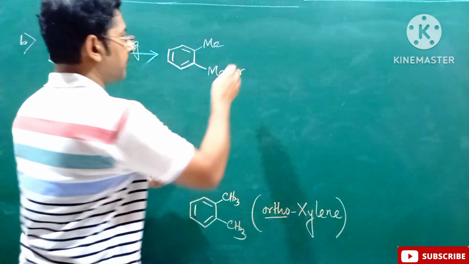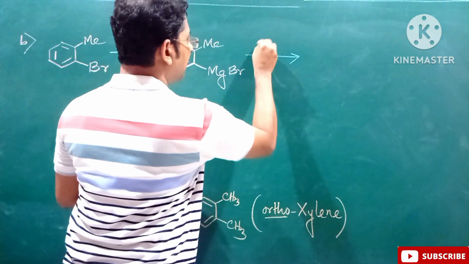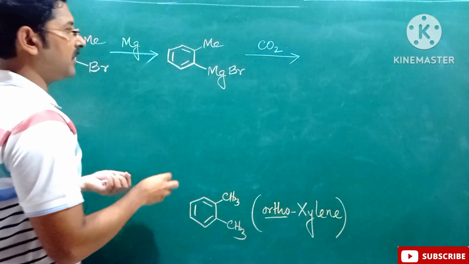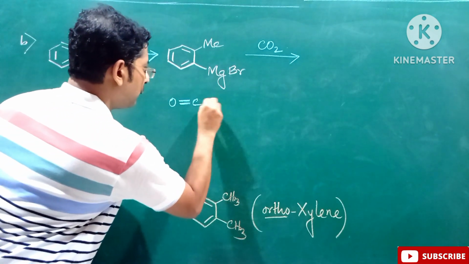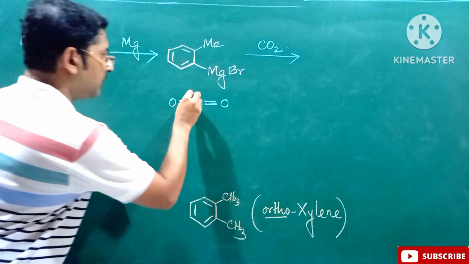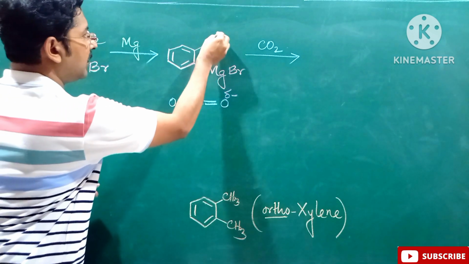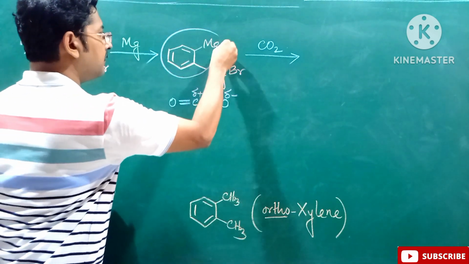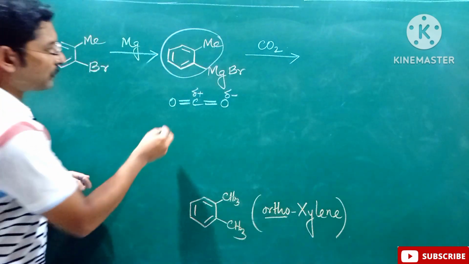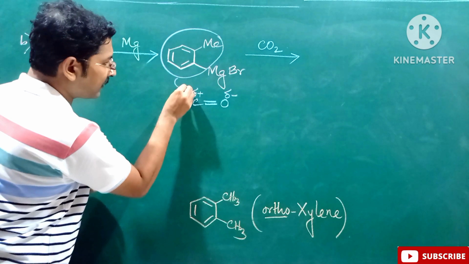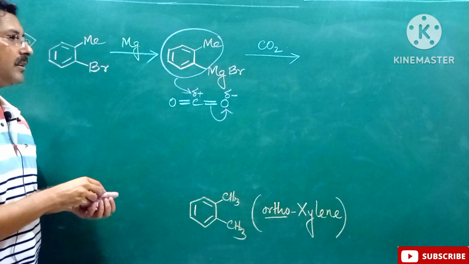Now in the next step, this Grignard reagent will react with carbon dioxide, CO2. So what is the reaction mechanism? This is your CO2, right? And this carbon is delta positive, oxygen is delta negative. So actually this portion of the molecule will attack at the positively charged carbon center, and this pi bond will open up, right?